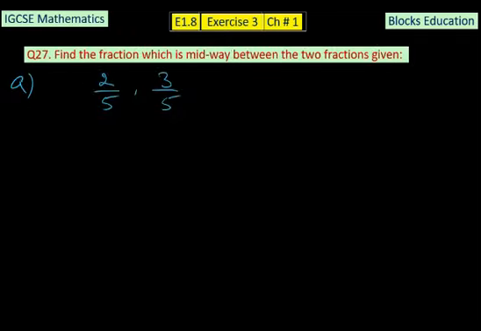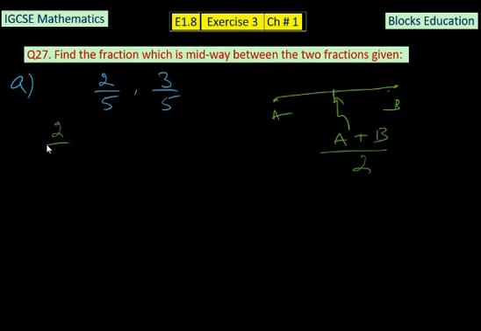In question number 27, it says find the fraction which is midway between the two fractions given. Midway means anything which lies in the middle. In the same way, if you have 2 points A and B here, and you need to find the mid of it, what you do is you just add these two numbers A plus B and divide it by 2. In that way, this will give you the middle value, this one. In the same way, we have to do 2 over 5 plus 3 over 5, right? And then divide it by 2, whatever the answer is.